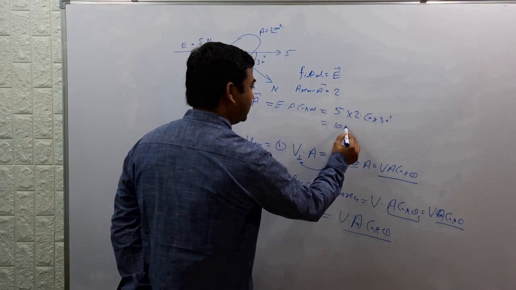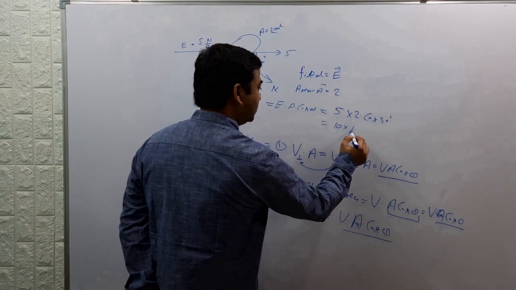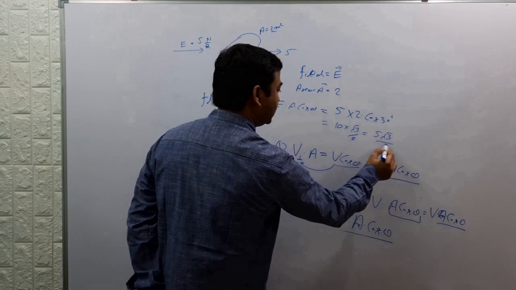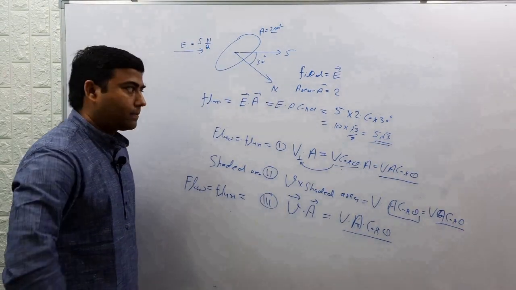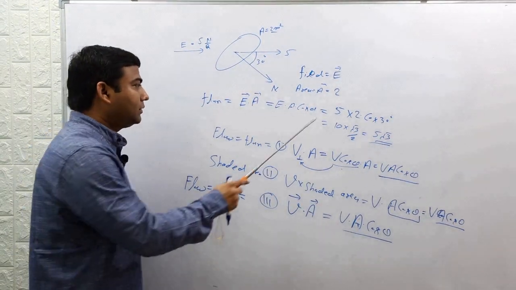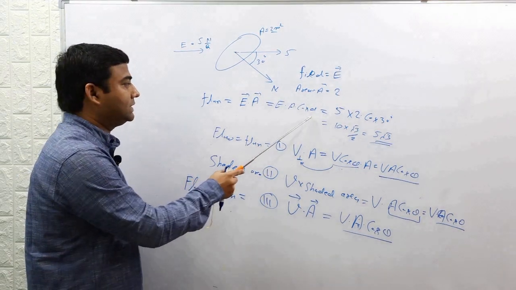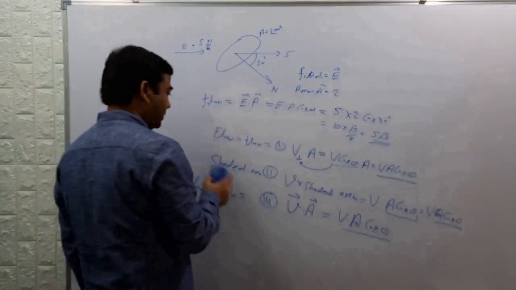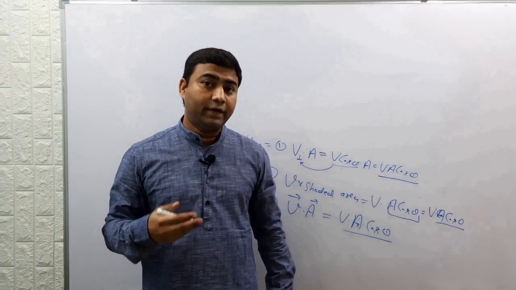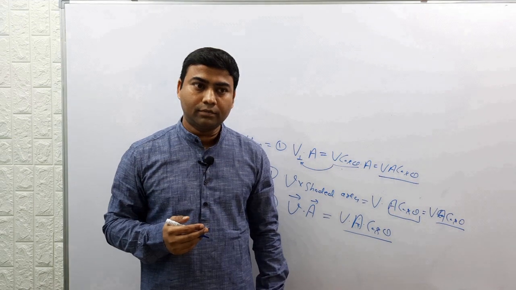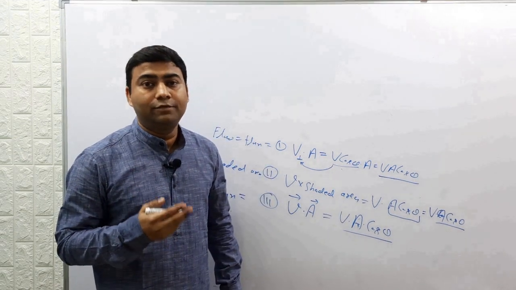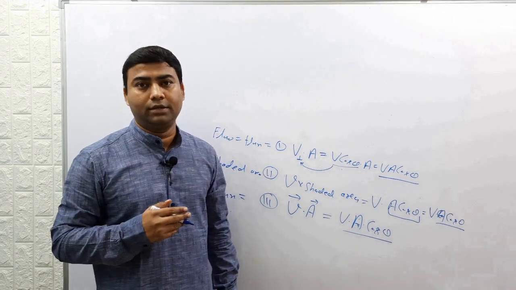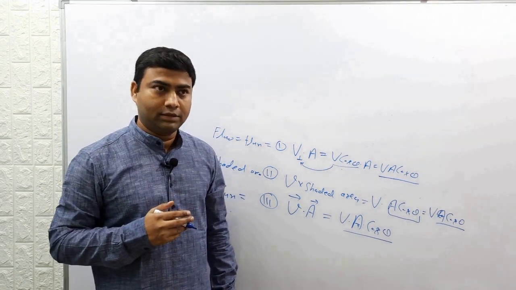This is 10 cos 30, which is root 3 by 2, equal to 5 root 3. So this is the flux. That is simple to find by this formula. This was how we define flux for a vector field, a distributed vector field, through a given area. That is the definition of flux.